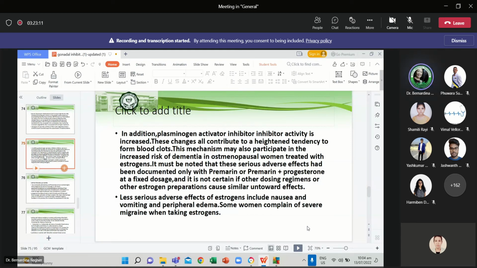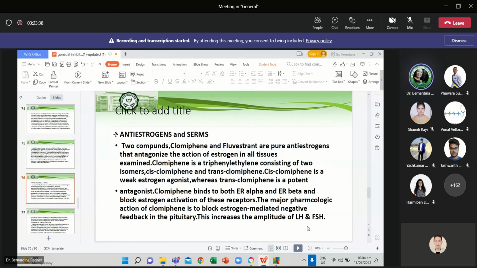especially a serious adverse effect with Premarin or Premarin plus progesterone at a fixed dosage. Okay, now less serious adverse effects of estrogens can include nausea and vomiting, peripheral edema, severe migraine. How would you like that? Dementia versus vasomotor symptoms. Okay, for your anti-estrogens and SERMs, there are two compounds, clomiphene and fulvestrant.